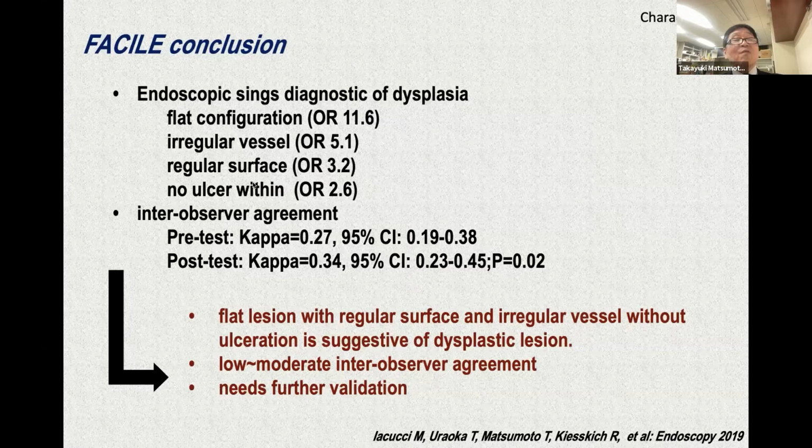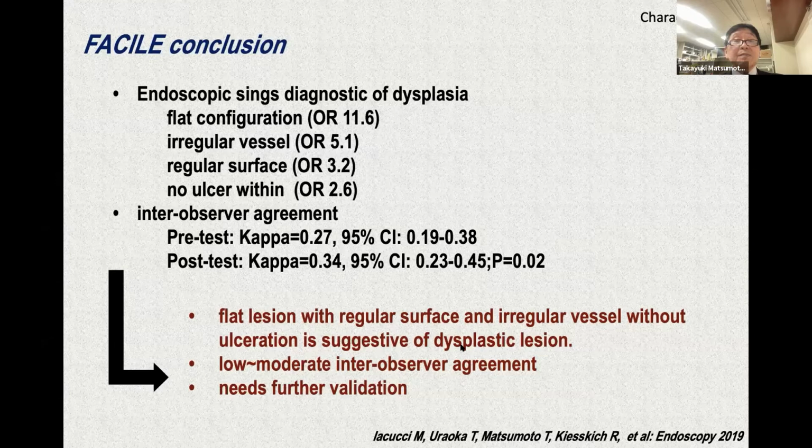But unfortunately, the inter-observer agreement in the interpretation of endoscopic findings is not so good. It was poor to fair. But in any event, these findings strongly suggested that a flat lesion with regular surface and irregular vessel without ulceration may be suggestive of dysplastic lesion, while this needs to be validated in a prospective study.